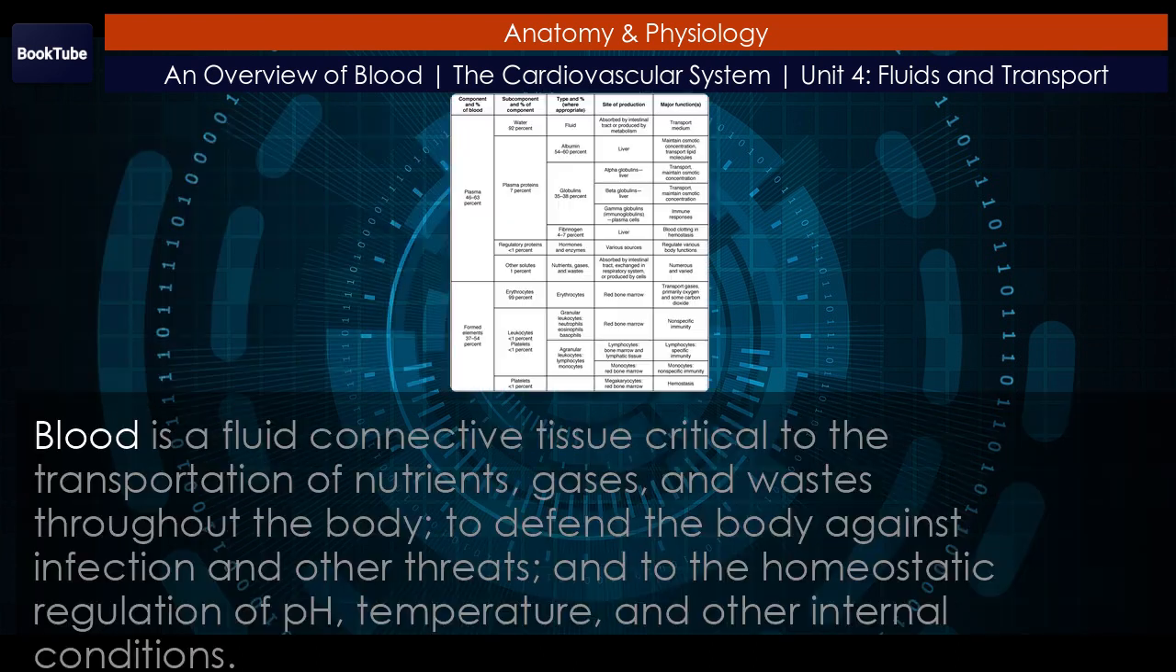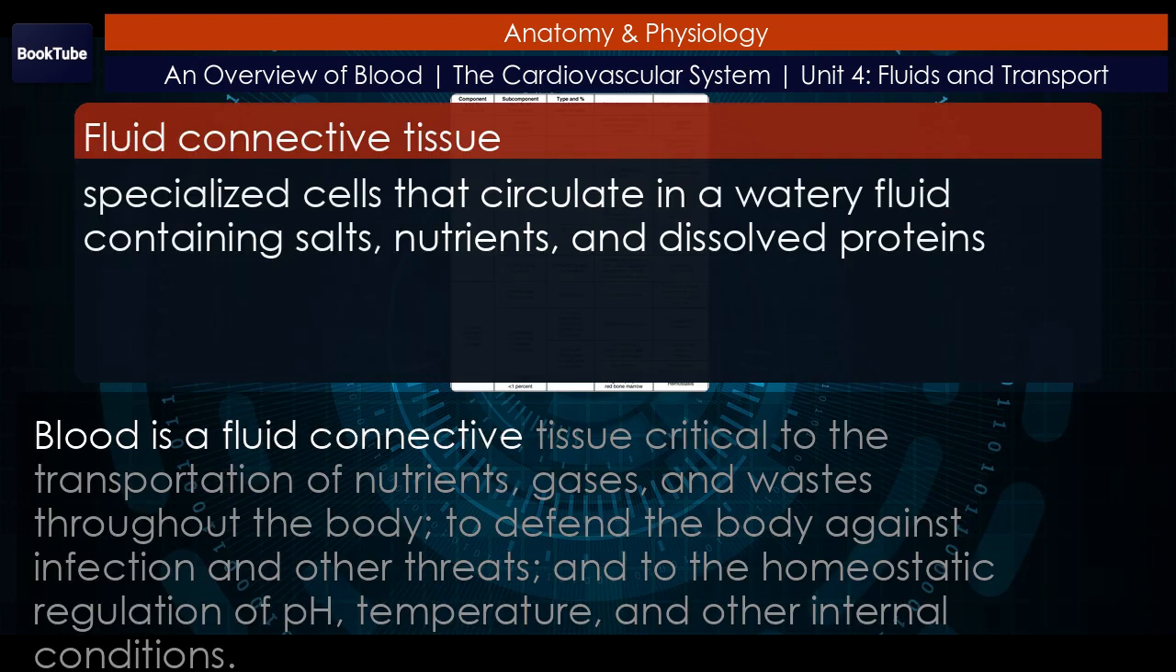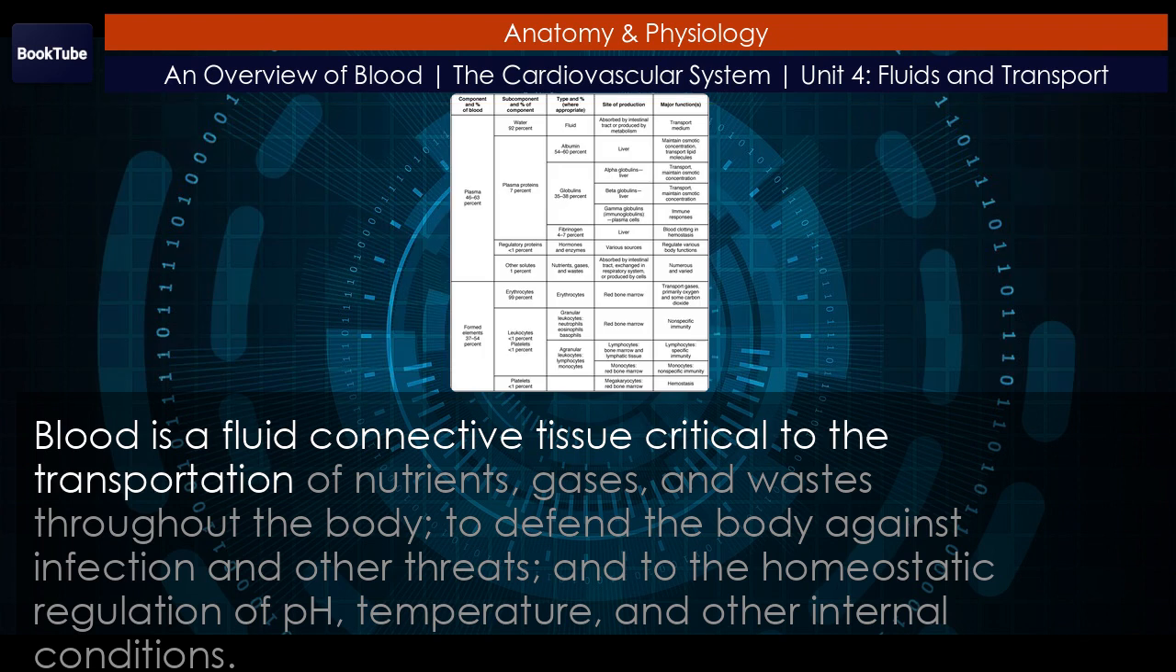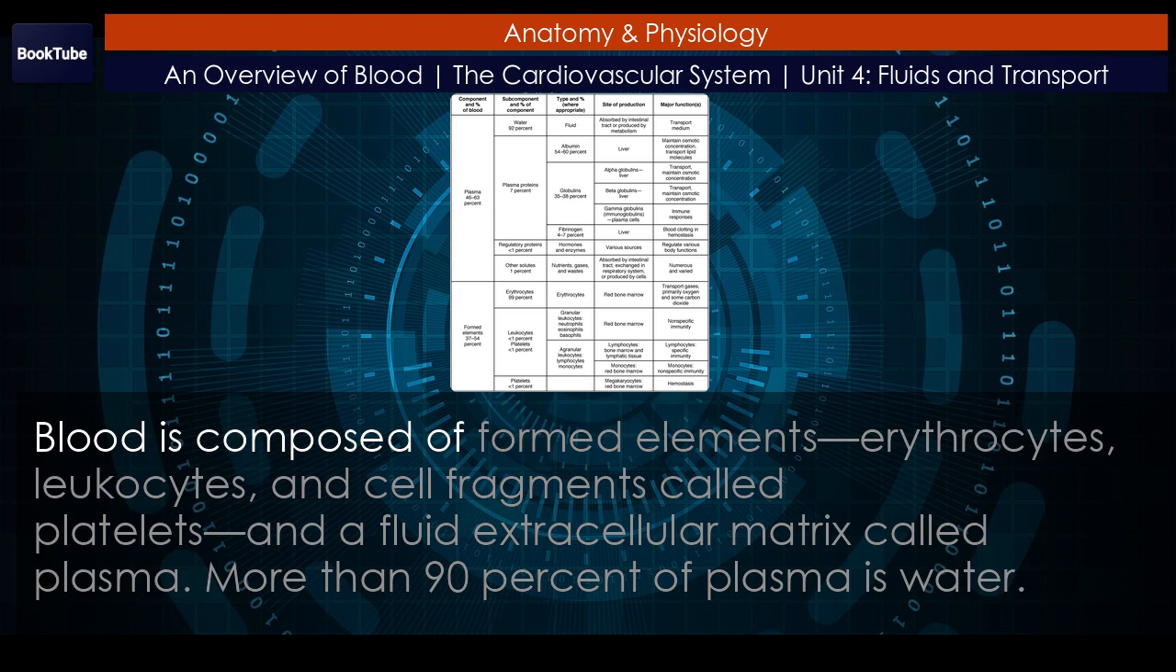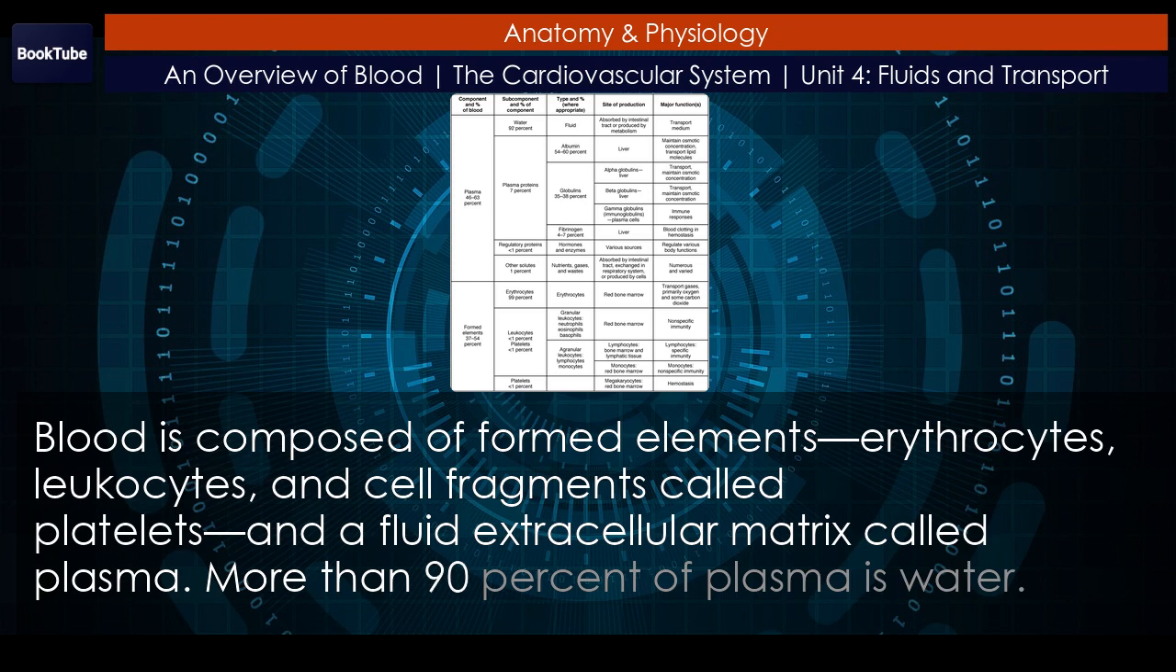Chapter review. Blood is a fluid connective tissue critical to the transportation of nutrients, gases, and wastes throughout the body, to defend the body against infection and other threats, and to the homeostatic regulation of pH, temperature, and other internal conditions. Blood is composed of formed elements, erythrocytes, leukocytes, and cell fragments called platelets, and a fluid extracellular matrix called plasma. More than 90% of plasma is water.